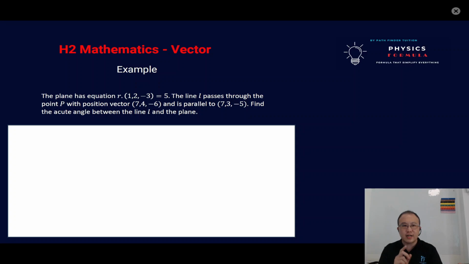Alright, let's look at the actual question now to see how this is being applied. A plane has an equation of r dot (1, 2, minus 3) equal to 5. The line L passes through point P with position vector (7, 4, minus 6) and is parallel to (7, 3, minus 5). Find the acute angle between the line and the plane.